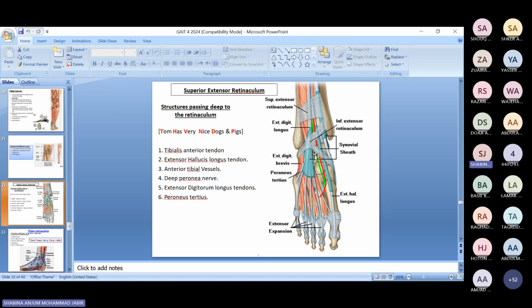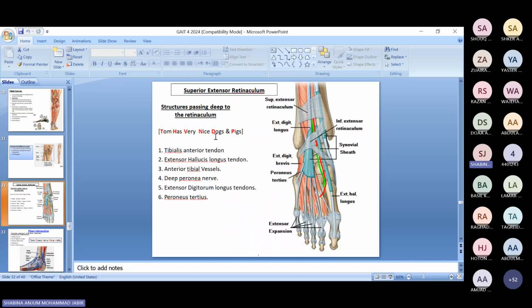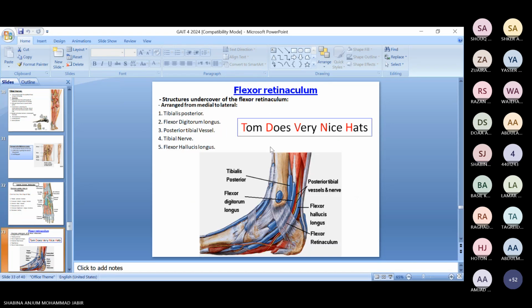Then we have the vessel and nerves, anterior tibial vessel, the deep peroneal nerve. Then we have extensor digitorum longus, and then we have peroneus tertius. So this structure you will try to identify. So you have the mnemonic: Tom Has Very Nice Dogs and Pigs. You can try to memorize with this.